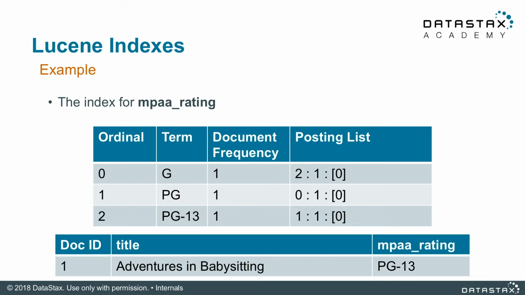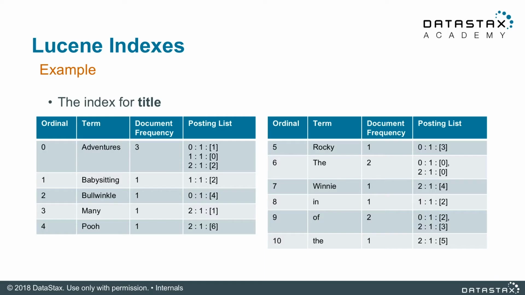The last term is PG13, with a document frequency of 1. The postings list shows the document ID of 2, the term frequency of 1, and a term position of 0 as well. Now let's take a look at a slightly more complicated example of a term dictionary, which is built for the title field. Here you see that there are terms that show up across multiple documents and can be found in different positions in the text.